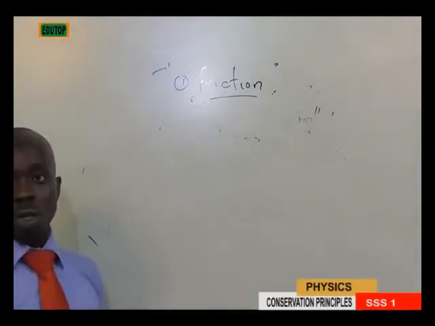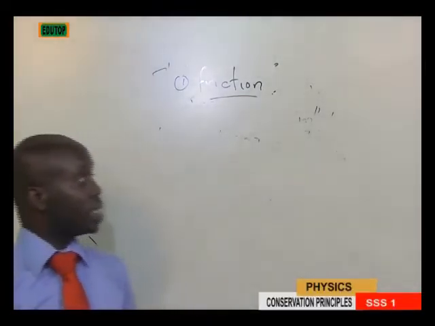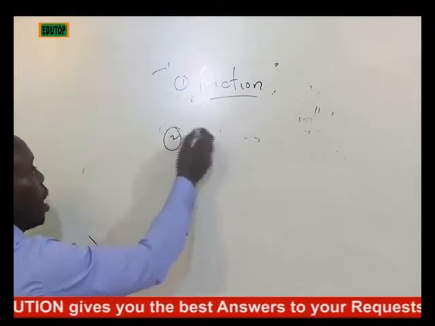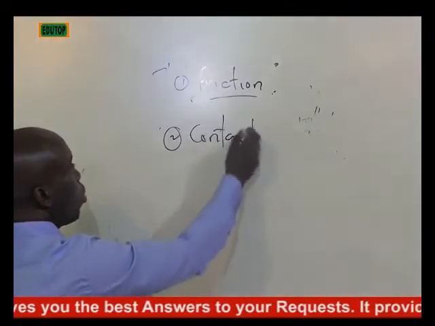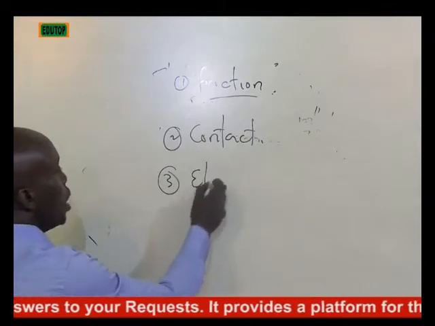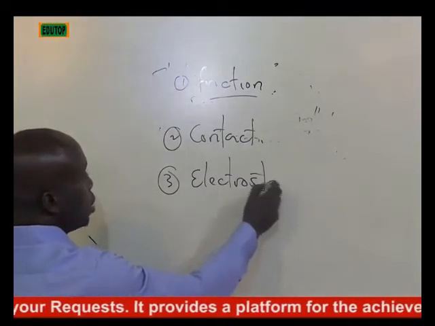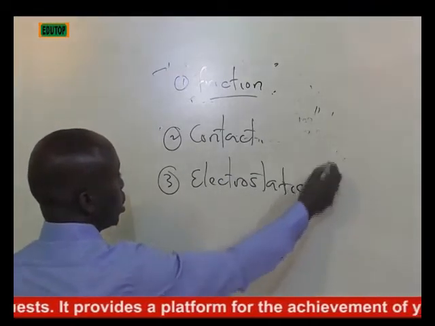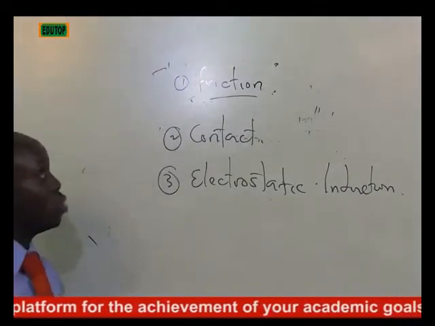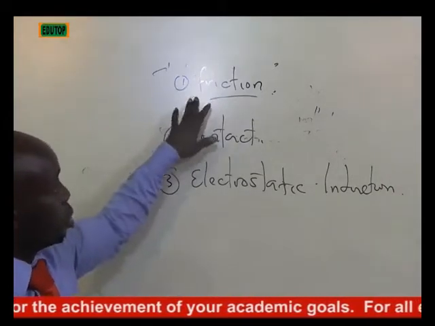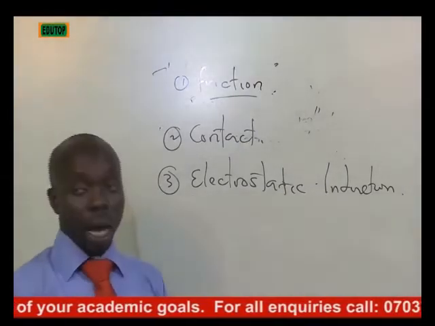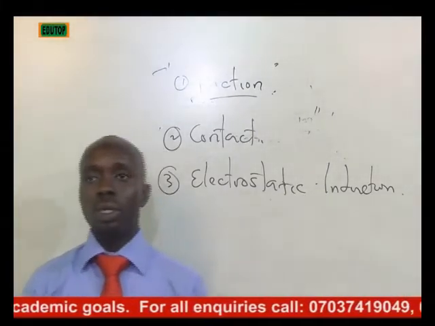So another practice that can actually bring about electrical charges is number 2. We have contact. Now the third one is what we call electrostatic induction. Remember we said for electrical charges to be produced, we have friction, contact, and what? Electrostatic induction. Now let's see how all these are broken down.